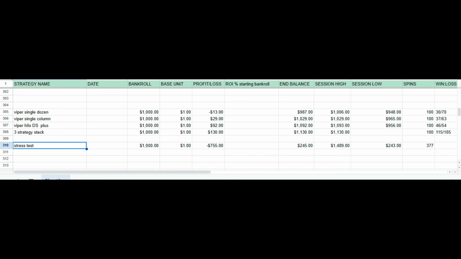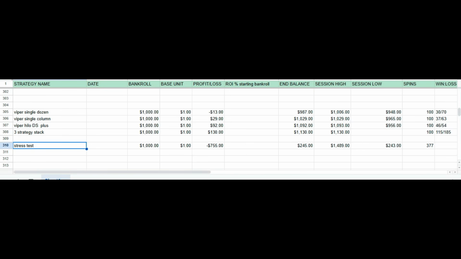Okay, so reviewing this, now we look at our session highs. That's also something to keep track of, right? So our session high on the dozen was only $6, and then the single column was $29. We went up a high of $93 on the high low. And then when we stacked them, we did peak out at that $130 in profit. Then we ran longer and stress tested, and we peaked out at $489 in profit.